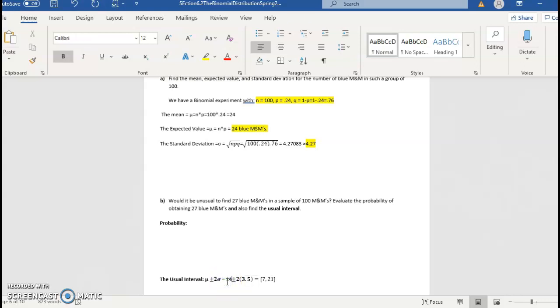So I'm going to change this and adjust it. 24 plus or minus 2, and the standard deviation that we found was 4.27. Please evaluate that calculation to see if we're matching on the interval. In this case, we're looking at 24 plus 4.27 and then subtracting that value. I'm getting the following for my interval: the smallest value is 19.73 and 28.27.